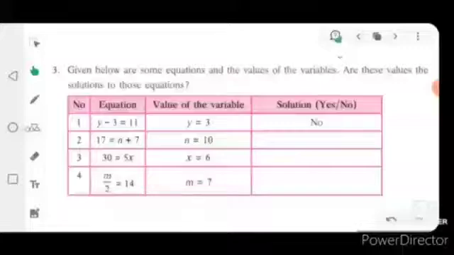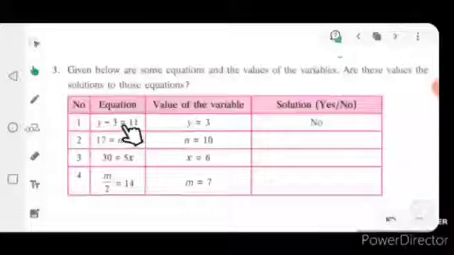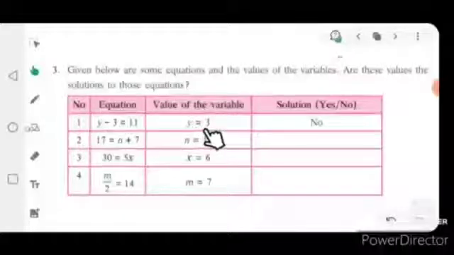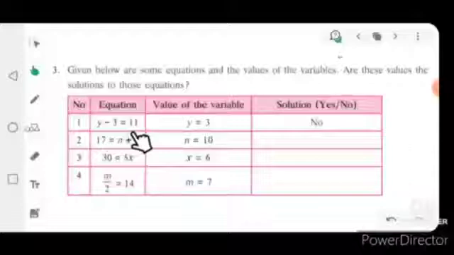Here, first example, y minus 3 is equal to 11. This one is your first example. Here the value of y is 3. So put the value of y in this equation. So 3 minus 3 is equal to 11. Is it correct? No. 3 minus 3 is equal to 0. So 3 is not the solution of this equation. So here you will have to write yes or no. So no, because 3 is not the solution of this particular given equation.